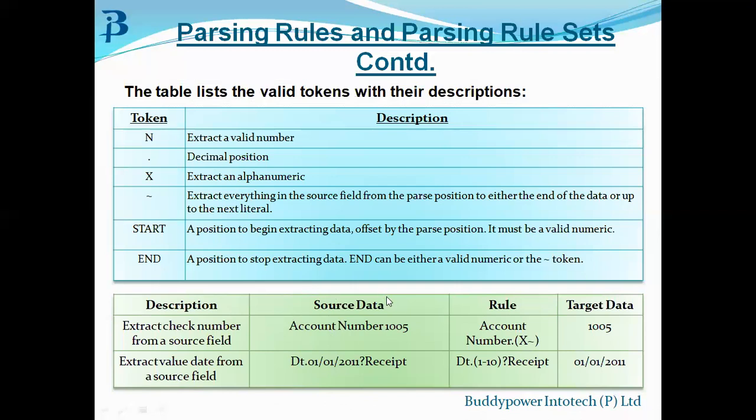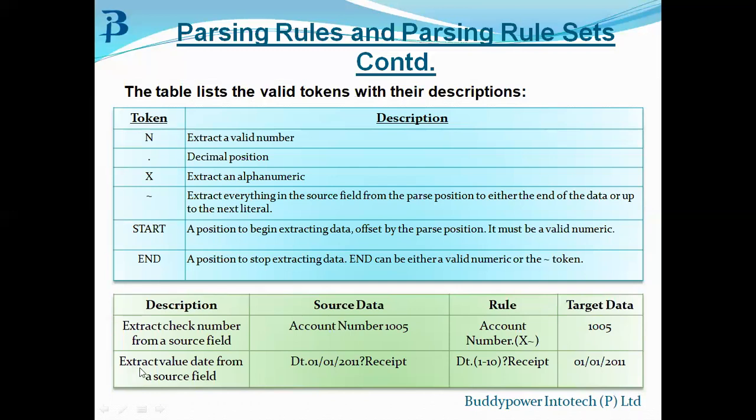Okay, so let us see an example of how, using this table of tokens, we read the descriptions. So there is a description: extract check number from a source field. There's an account number, and the source data is account number 1005. Now you give a parse rule saying X tilde, and your target data is 1005. So you extract everything in the source field from the parse position to either the end of the data or up to the next literal. And this is your target data, which is your account number, extracting an alphanumeric. So you will be getting all the data regarding this particular account number.